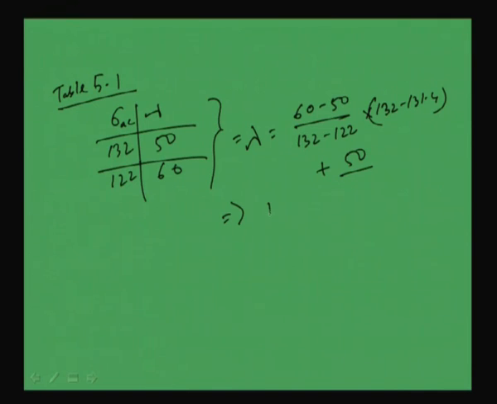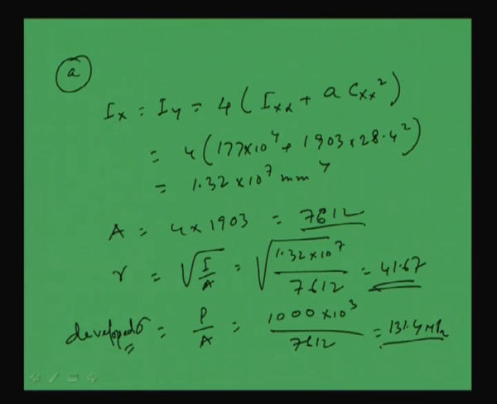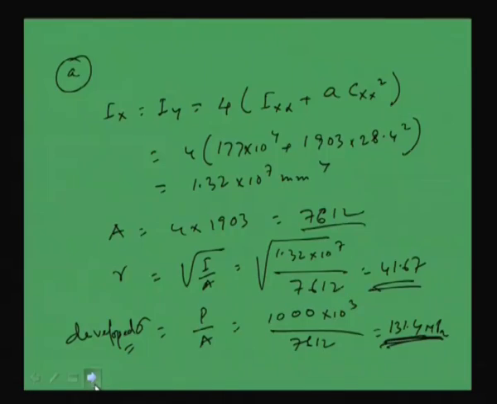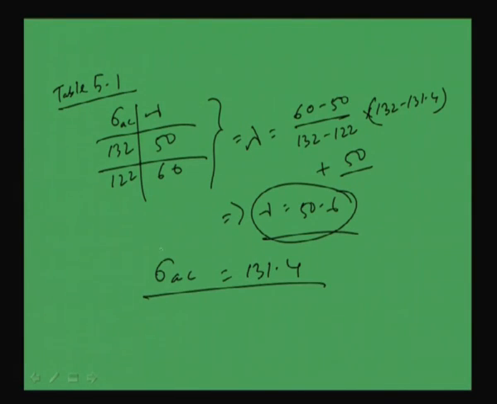So from this I can find out the lambda value as 50.6. That means for the developed stress 131.4 MPa, whatever we have found, the lambda value has to become 50.6. In other sense, we can say that if lambda becomes 50.6, then the allowable sigma AC can be taken as this value, 131.4. That means for lambda as 50.6, sigma AC value is becoming 131.4, right?